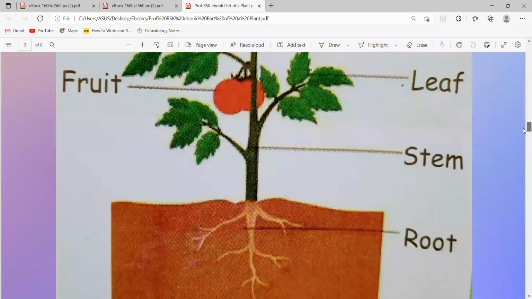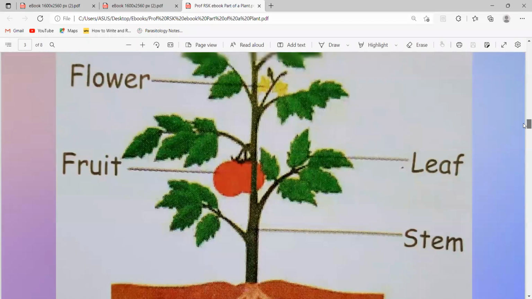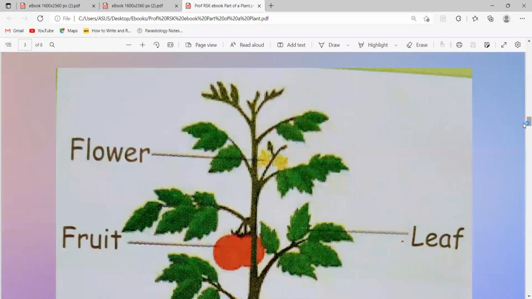Tomorrow, in our next section of Science Made Easy, we will discuss the various functions of the parts that we have identified. We will discuss the various functions. The leaves, what do they do? What is the purpose of fruits, flowers, the stem, and the roots?